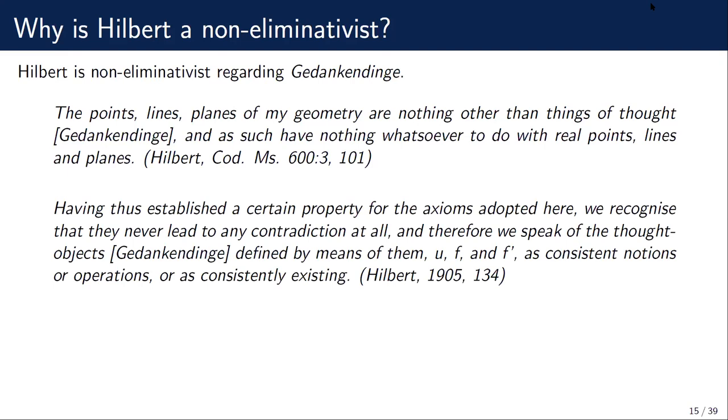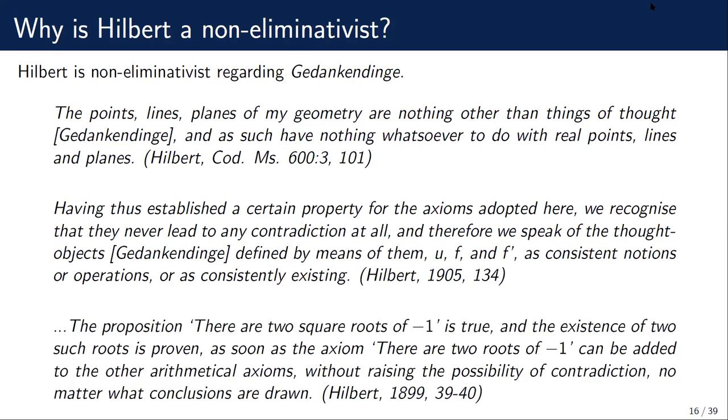And we get a bit more from the Foundations of Logic and Arithmetic, where he writes, having thus established a certain property for the axioms adopted here, we recognize they never lead to any contradiction at all. Therefore, we speak of the thought objects defined by means of them as consistent notions or operations, as consistently existing. So it's the thought objects that he takes the consistency of the axioms to establish, not anything else. He's not using the fact that these are not real to say that they don't exist. He's saying that the theory establishes their existence in this sense.